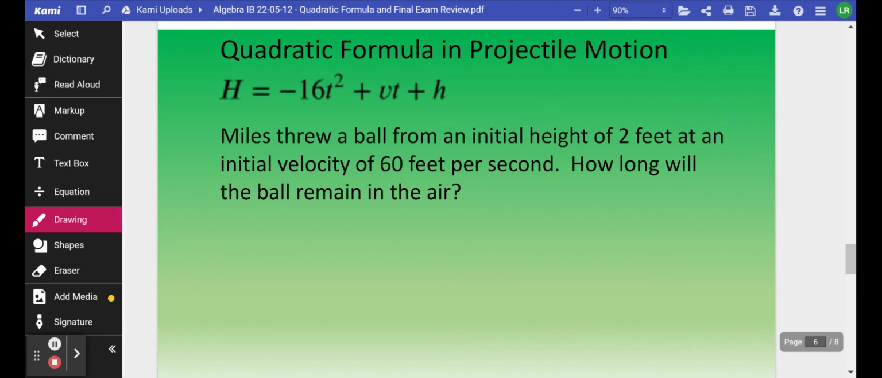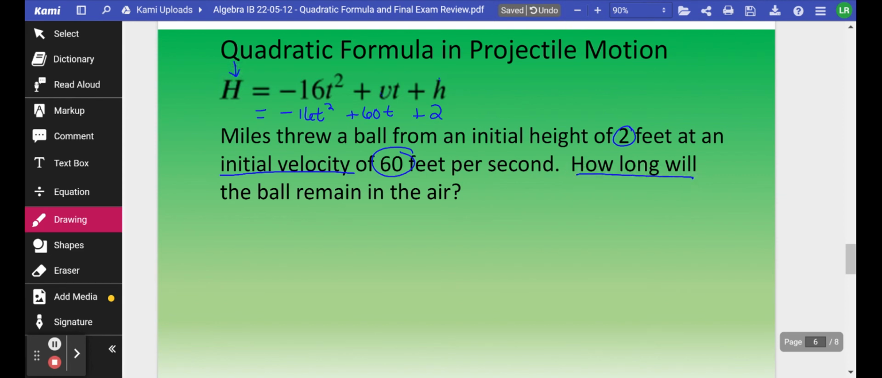All right, we have our formula here. So we need to plug our information in. So we have negative 16t squared. The initial height is 2. Well, that's the little h. And it says the initial velocity is 60. Well, that's the v. So we have that part. Okay. What we don't have here is a capital H.